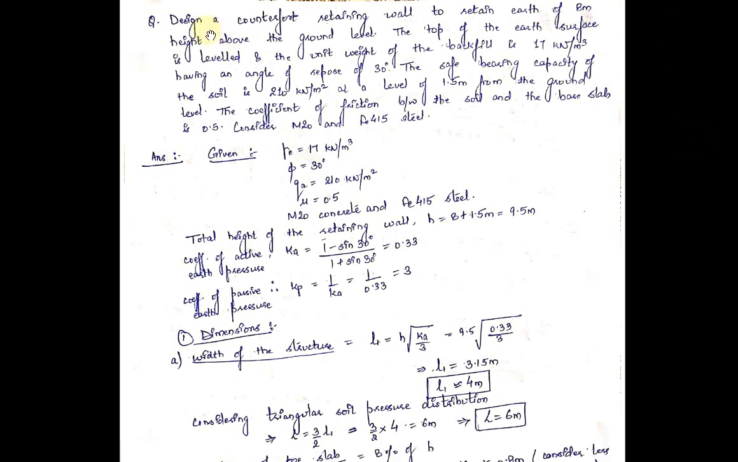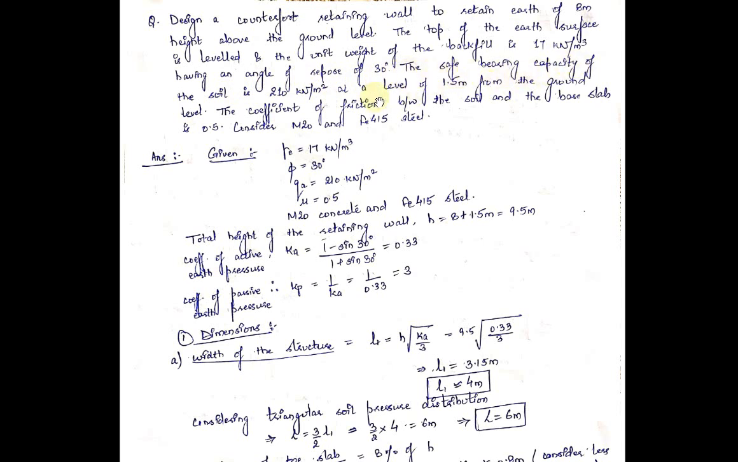Now we will do a design problem on counterfort retaining wall. So the question is, design a counterfort retaining wall to retain earth of 8 meters height above the ground level. The top of the earth surface is leveled and the unit weight of the backfill is 17 kilonewton per meter cube, having an angle of repose of 30 degrees.